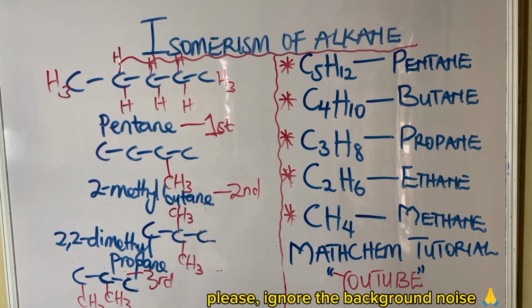These are just structural isomers, or you call it structural isomerism. Recall that we have 2 types of isomerism: structural isomerism and stereo isomerism. Stereo isomerism has examples classified as geometric isomerism, optical isomerism, and so on. But this particular one is structural isomerism.